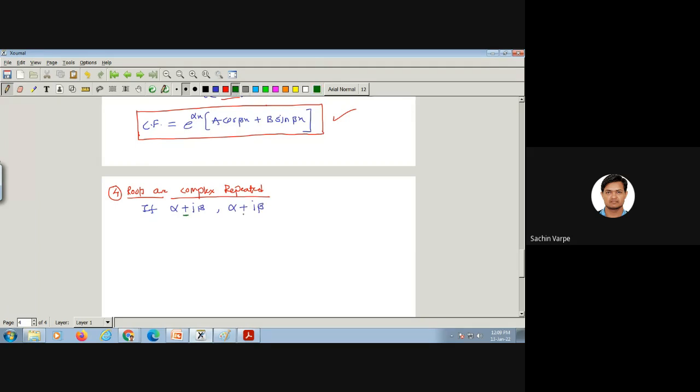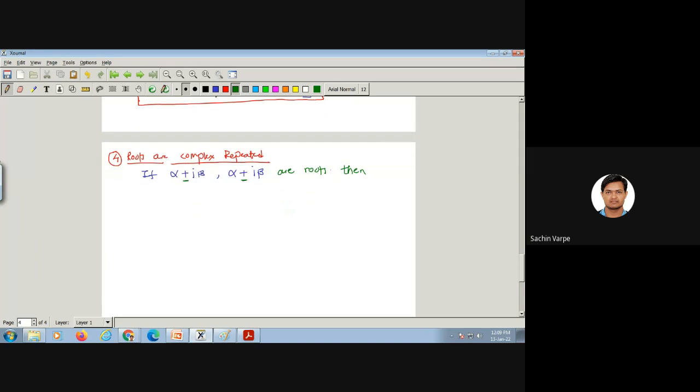So how many roots in total do we have? There will be four roots, right? So four roots means how many arbitrary constants will come in the complementary function? Therefore CF is equal to, how many arbitrary constants will be there in its complementary function? Four arbitrary constants. Very good.